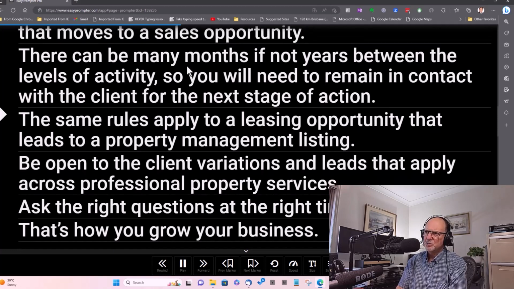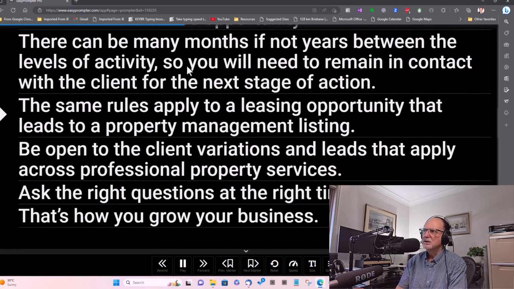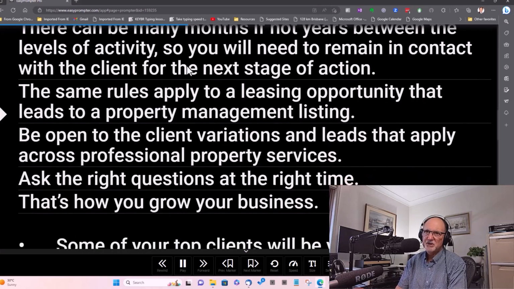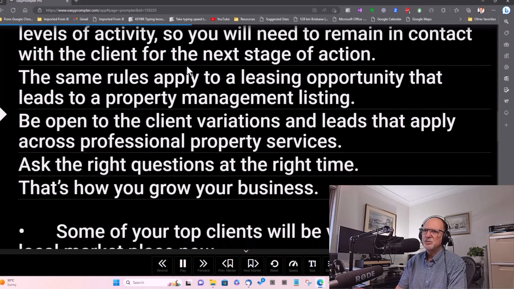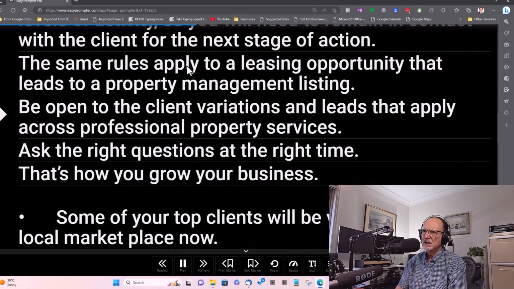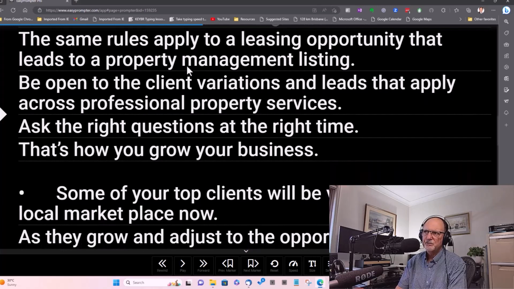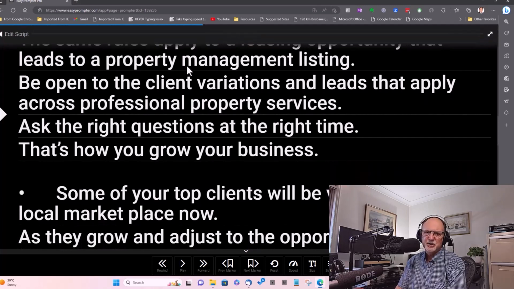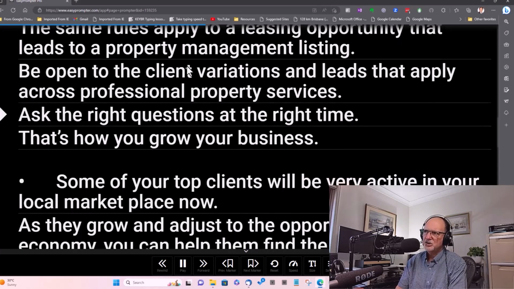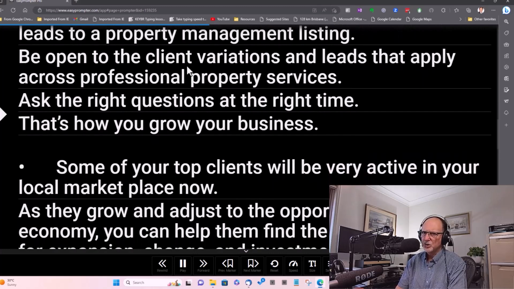Now, the same rules apply to a leasing opportunity that leads to a property management listing. That happens quite frequently. So be open to the client variations and the leads that apply across professional property services. As I said, mix and match those property services, sales, leasing, and property management. Think about what the client needs. Get close to their needs. Get close to their portfolio and then drill down. So ask the right questions at the right time. That's how you grow your real estate business.